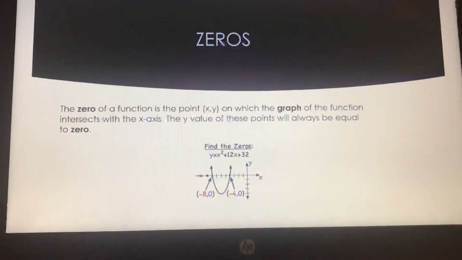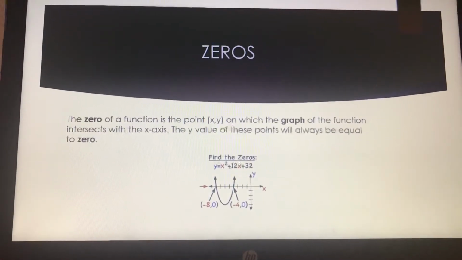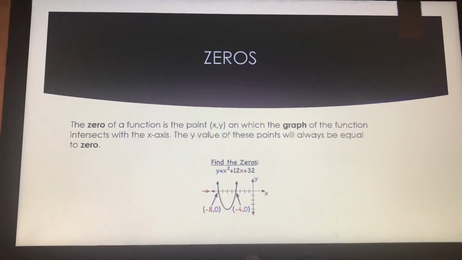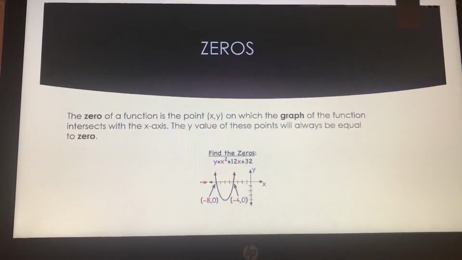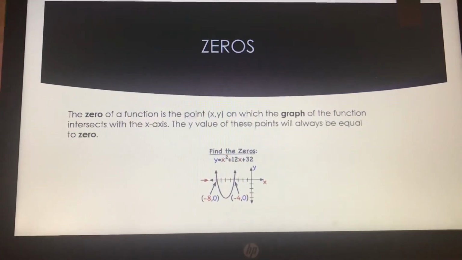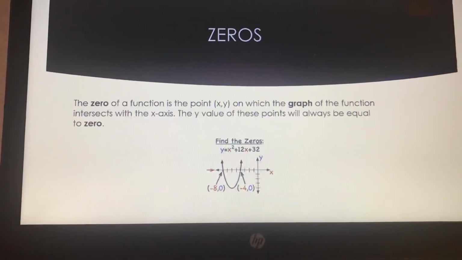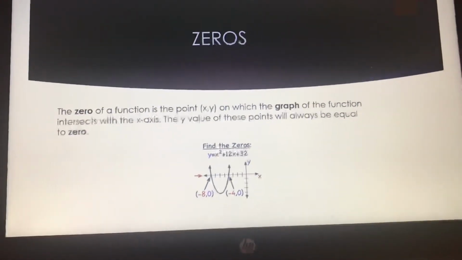Okay, the zeros on a graph are where the graph touches the x-axis. It's pretty simple. The y would always be equal to 0, and the x will be the number that it touches on. In a parabola, you're going to have 2 zeros because it is that U shape. So there's one side of the U to the other side of the U.